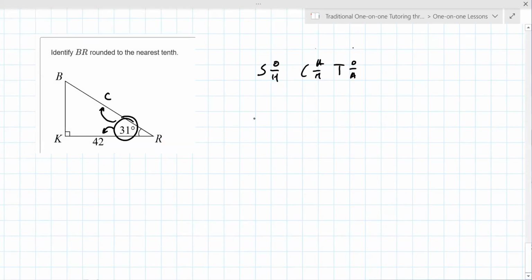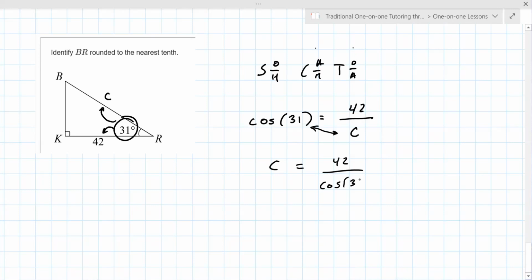Which of these three is that? Cosine. All right, so cosine of 31 equals what over what? You just said it, but give me the actual values now, or letters. 42 over c. Okay, and what can we do with these two? We can swap them. So c equals 42 over cosine 31. So go ahead and use your calculator there and figure out what is the correct answer. 49. Perfect.